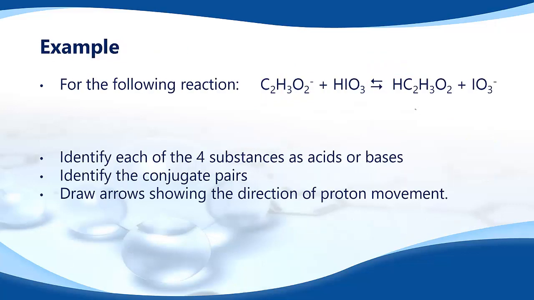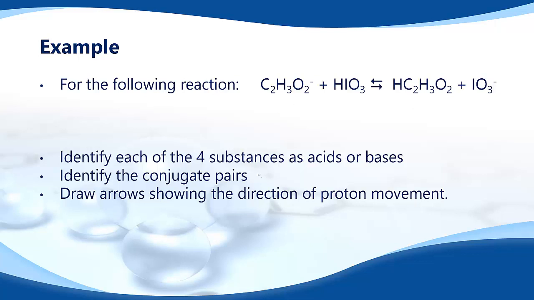Right, so here's a reaction. In this reaction, we have the acetate ion reacting with HIO3. And again, notice this is a reversible reaction. So I'm going to ask you to identify each of these substances as an acid or base. What are the conjugate pairs? And draw an arrow showing the direction of the proton movement. Well, let's start off by looking at the pairs, right? The pairs are related to each other. They're actually very easy to identify.